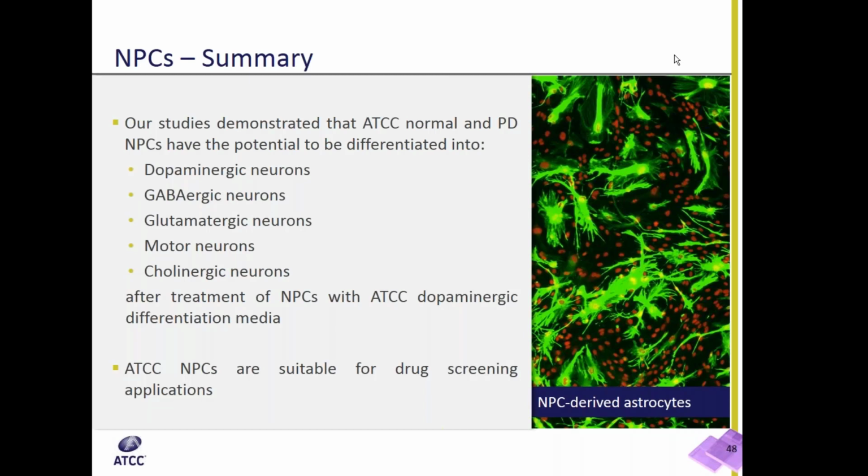The studies I showed you today demonstrated that after treatment with our dopaminergic differentiation media, normal and Parkinson's disease ATCC neural progenitor cells have the potential to be differentiated into dopaminergic neurons, GABAergic neurons, glutamatergic neurons, motor neurons, and cholinergic neurons. And then finally, I showed you that ATCC neuroprogenitor cells are suitable for drug toxicology screening applications using a panel of 7 drugs with varying levels of neurotoxicity.